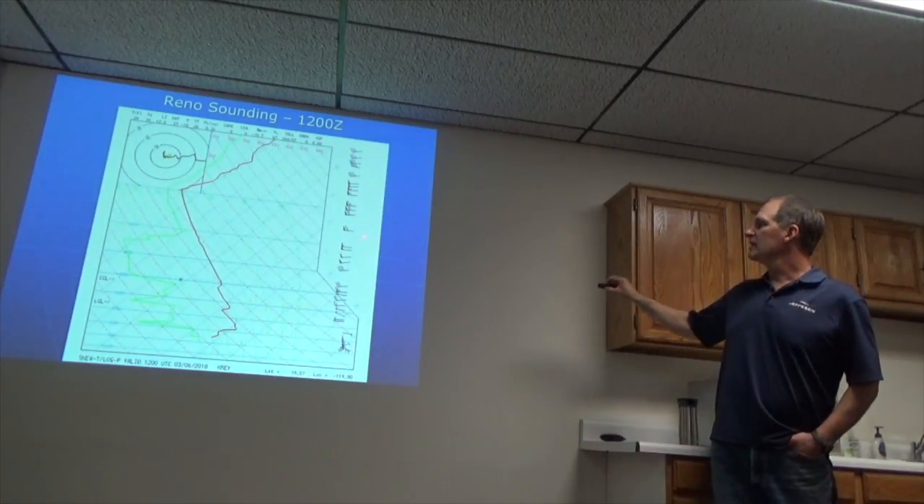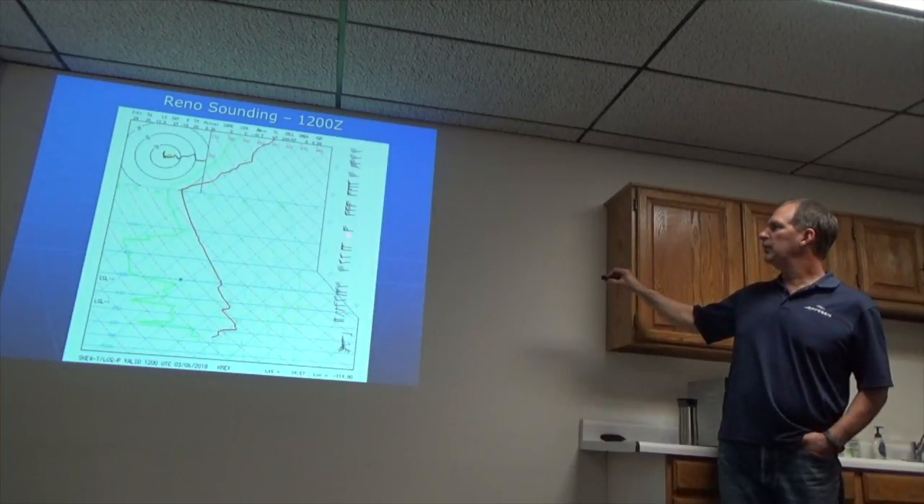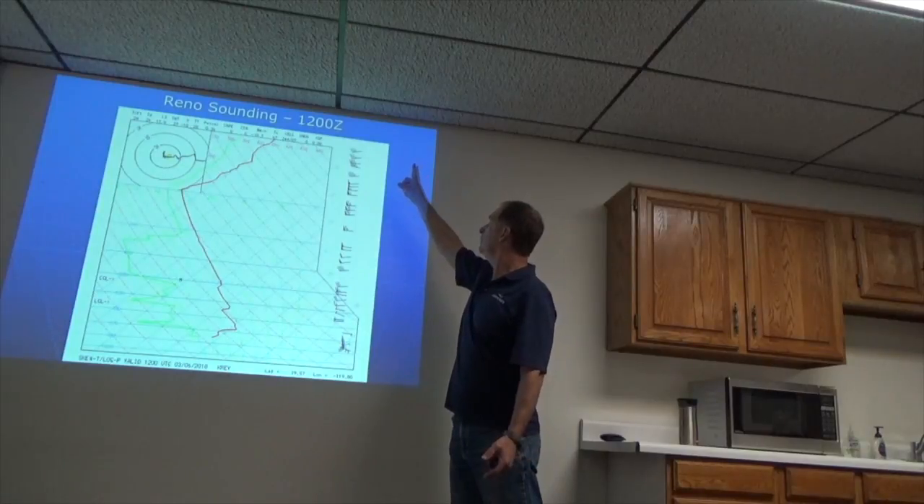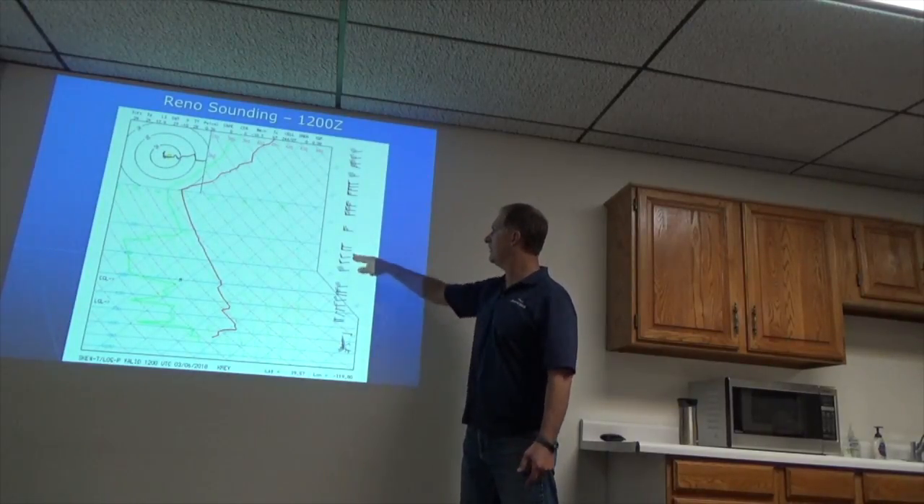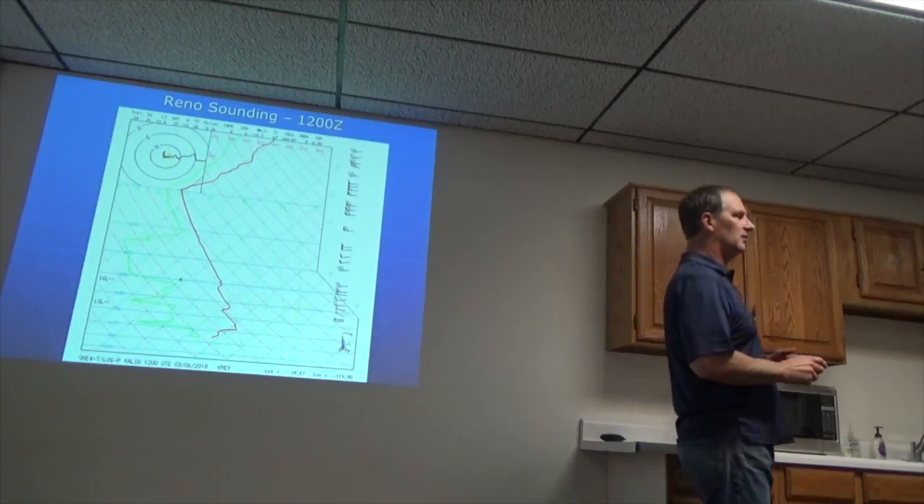The last thing are the winds. As the balloon goes up, it's getting wind direction, wind speed, and it's plotting those. Winds like this are from the west, north, east, south. So these winds are westerly. Down here at the bottom, we have southerly winds. That's how you look at the bars.